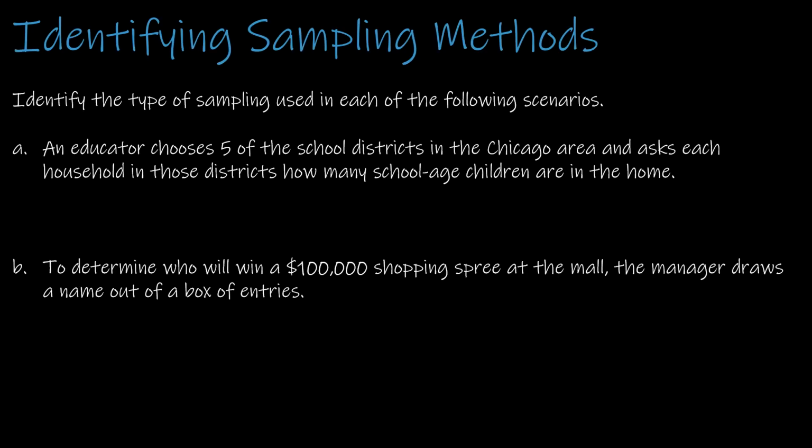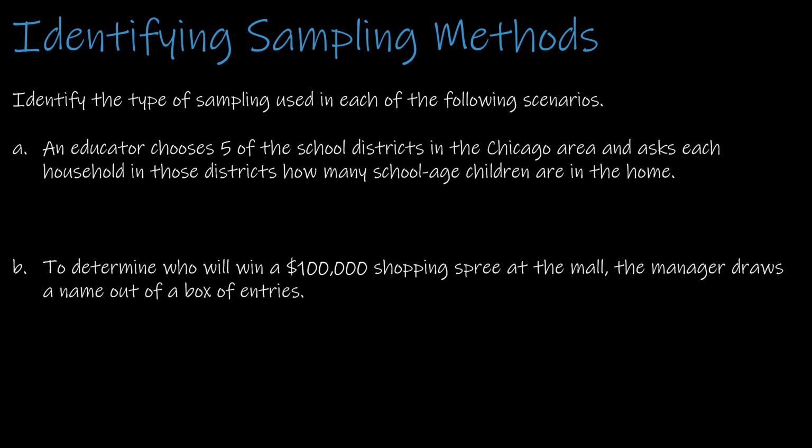Here are two similar questions for you to try on your own. So press pause, try these questions, then press play to see how you did. The first one, an educator chooses 5 of the school districts in the Chicago area and asks each household in those districts how many school-age children are in the home. So randomly choosing 5 school districts and then asks each household in that district.